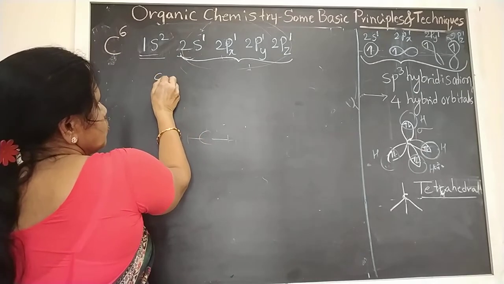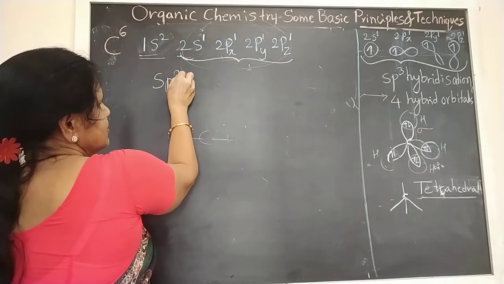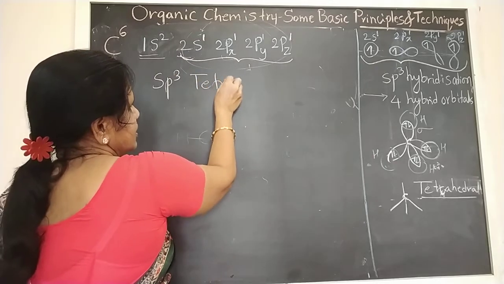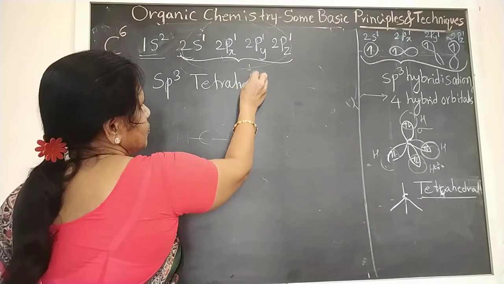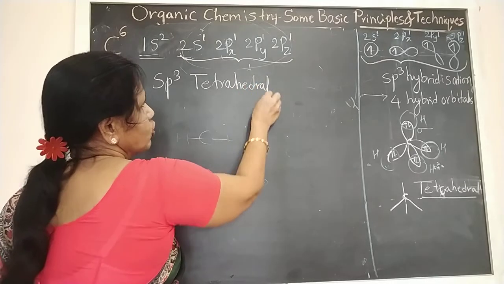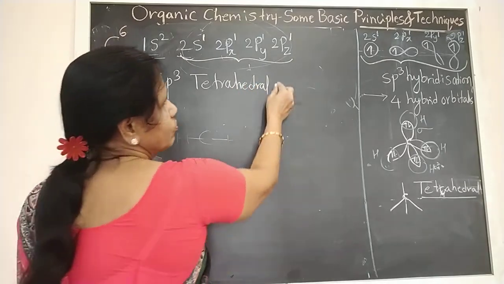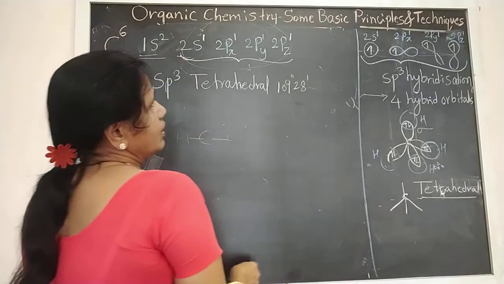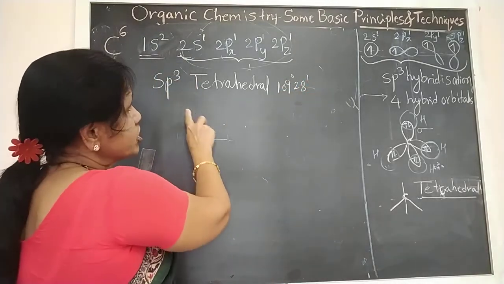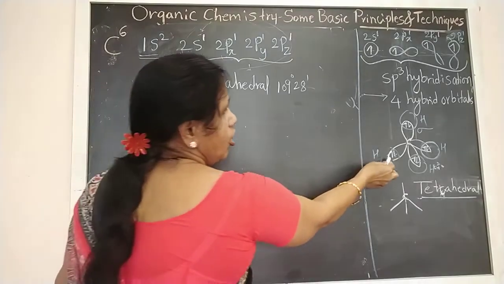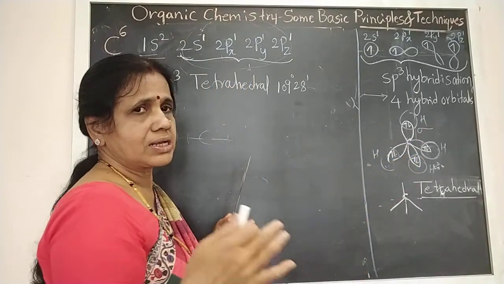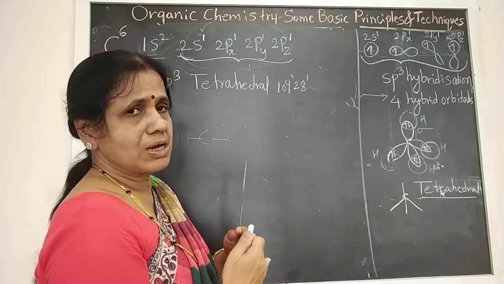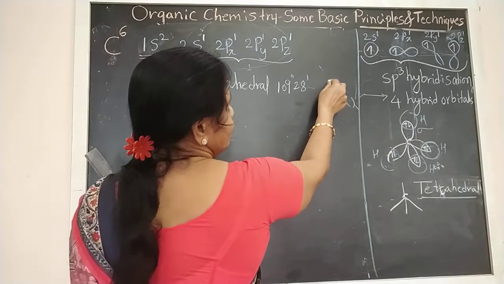Therefore, in case of methane, hybridization is sp3 and the shape is tetrahedral, or it is called a tetrahedron. Bond angle will be 109 degrees 28 minutes. And which bonds are formed here? All the bonds are formed by axial overlapping. Therefore, sigma bonds or single bonds are formed here.